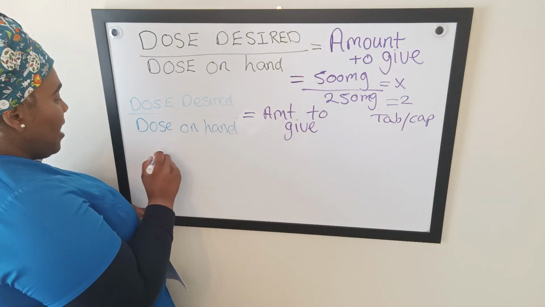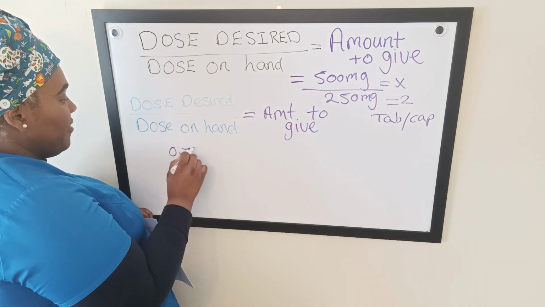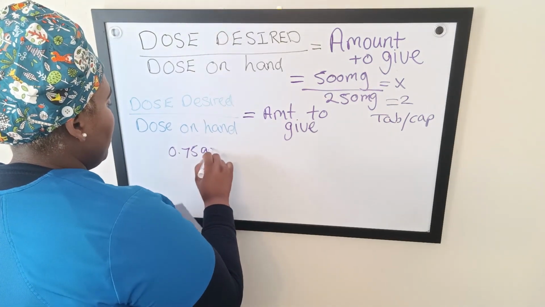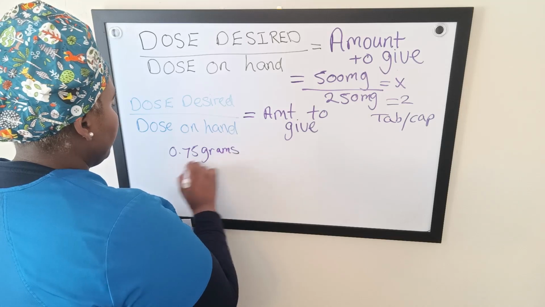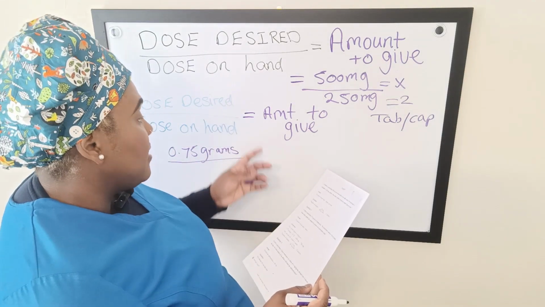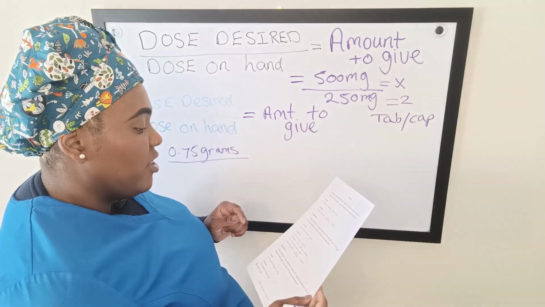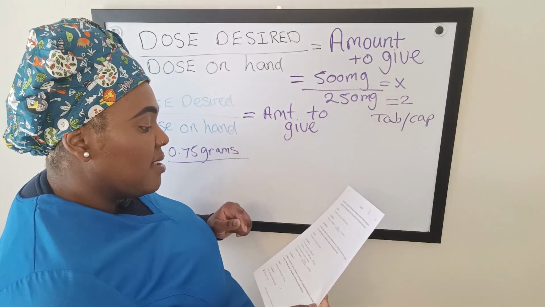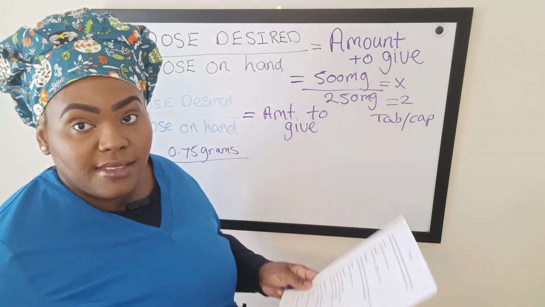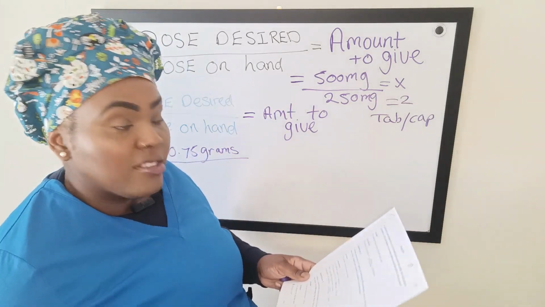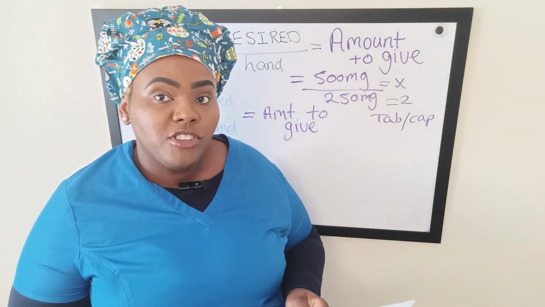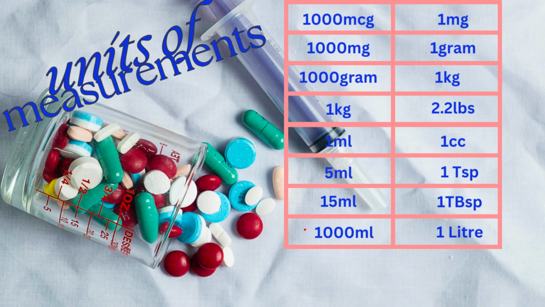Second example, our doctor prescribes 0.75 grams of a medication for our patient. So our dose desired is 0.75 grams. And what we need to know is how the medication is available. He wants us to give the patient 0.75 grams, but the tablet comes in milligrams. So this is where your unit conversion table comes into play.